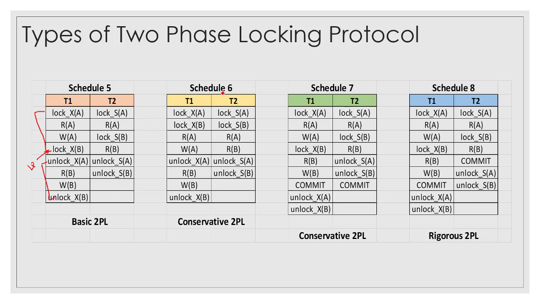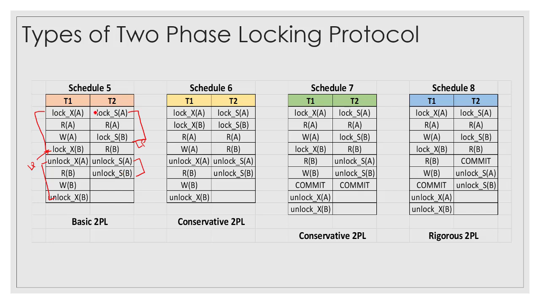From this to this is my shrinking phase because we are releasing the lock from this position. For transaction 2 in schedule 5, from this to this is my growing phase and this is my locking point, and from here is my shrinking phase because we are unlocking the data item here. But it may suffer from deadlock and it may suffer from cascading rollback.